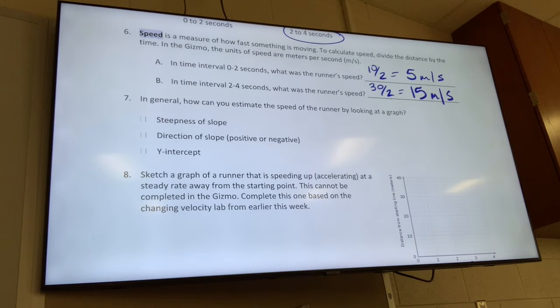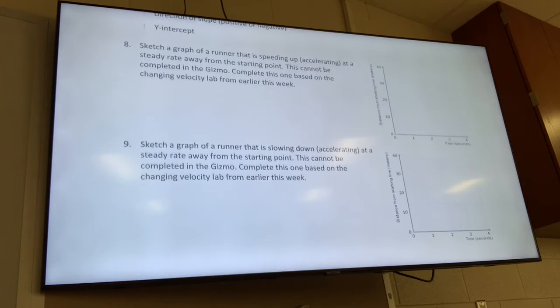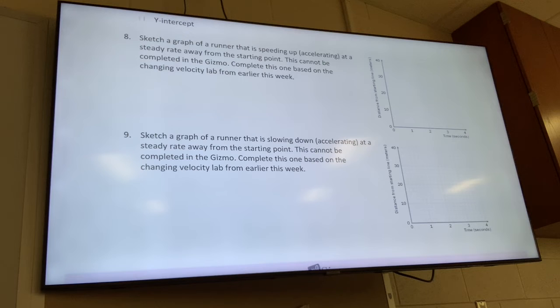In general, how can you estimate the speed? Good, steepness. 8 and 9 we talked about in class. For a runner that is speeding up, moving away from start, what does that look like? Is it curving up or does it start to flatten out? It's going to get steeper, right? So it's going to curve up. So the line gets steeper as you go.